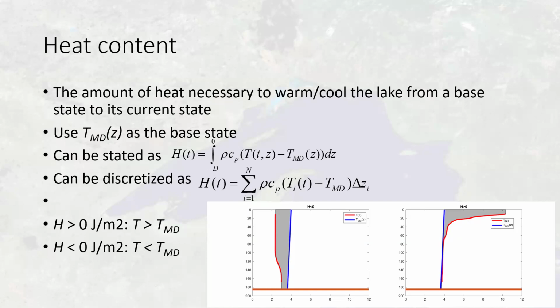And so if the heat content is greater than 0 relative to the temperature of maximum density, we know that we have summer stratification, or summer temperatures above the temperature of maximum density. And below 0, the temperature profile is below the temperature of maximum density.